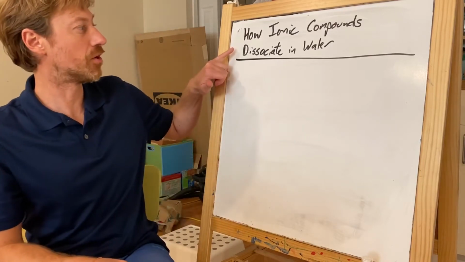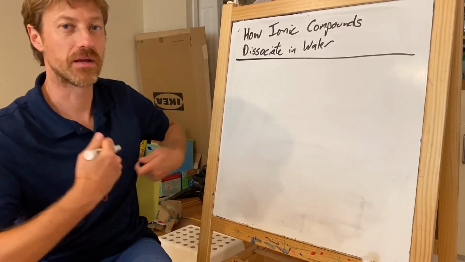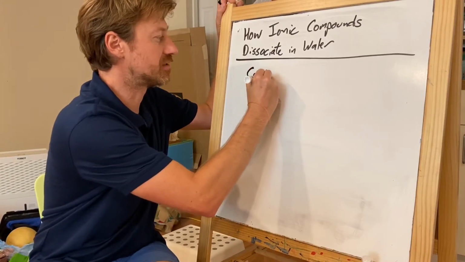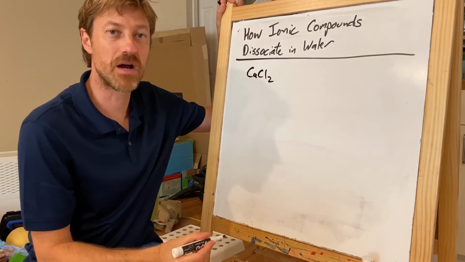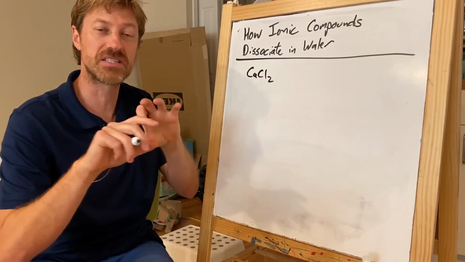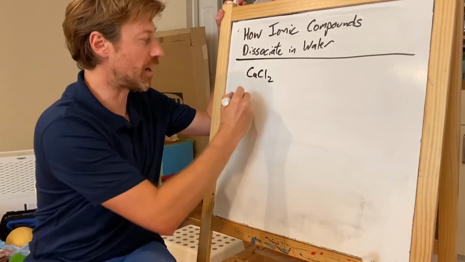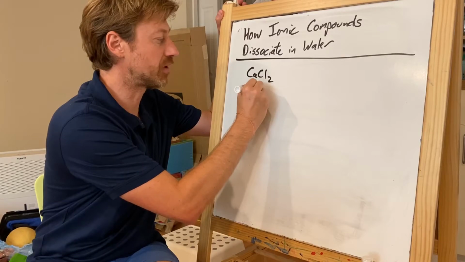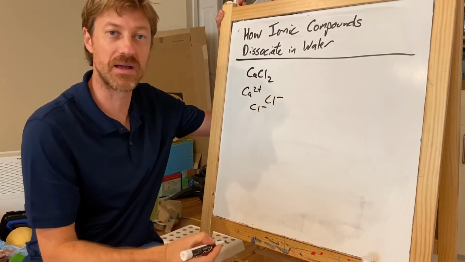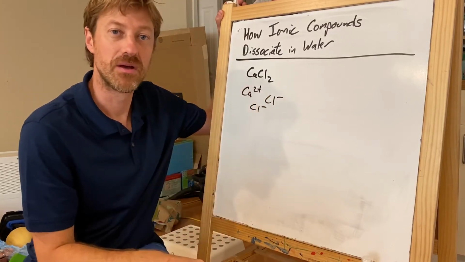Well, the first thing to note is that ionic compounds dissociate in water. Well, what would that look like? Suppose we have a compound like calcium chloride, CaCl2. This compound here is not going to stay together when it goes into water. It's going to separate out into its component ions. So within calcium chloride, we're going to have a Ca2+ ion. We're going to have a chloride ion and another chloride ion. Those two chlorides and one calcium ion are represented here.